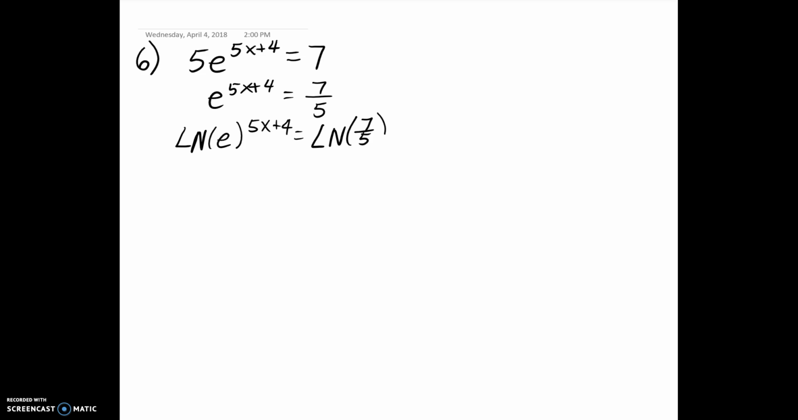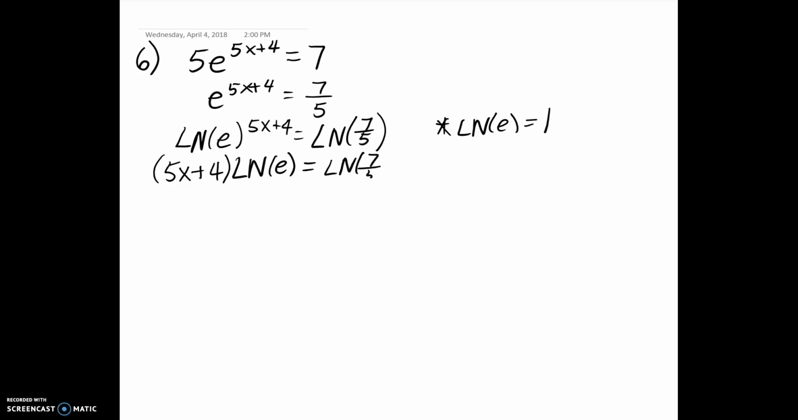Now could you use log with this? Sure. But since this is the case, it's going to make your life a whole lot easier. When you bring that 5x plus 4 into the front to multiply, using the multiplying rule, you almost don't even need to put this since it's equal to 1. So we get 5x plus 4 equals ln of 7 over 5.